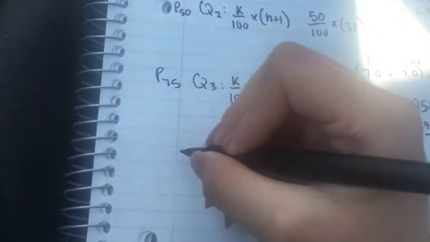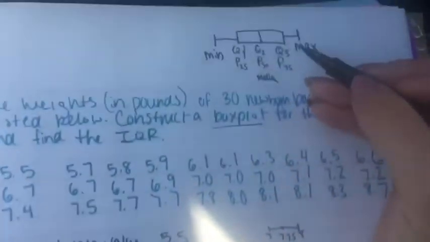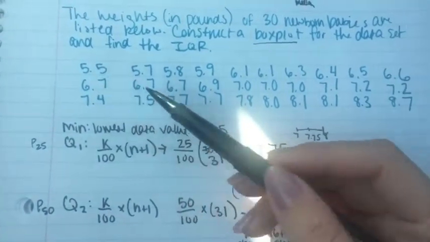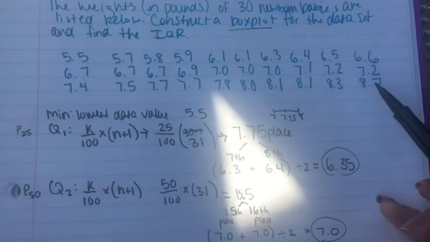And now I'm going to find the max. And remember how your max is your highest number, so like the largest number. And since these are in order, I just go to the bottom and I see that the largest number is 8.7.